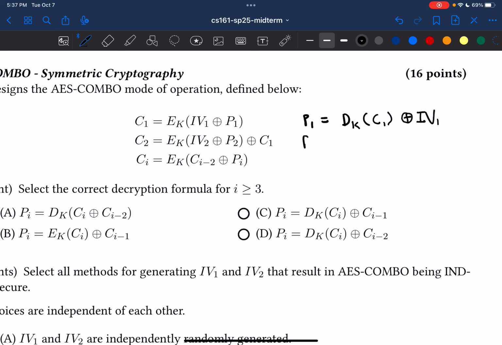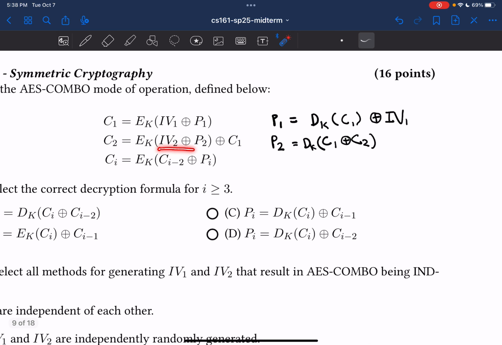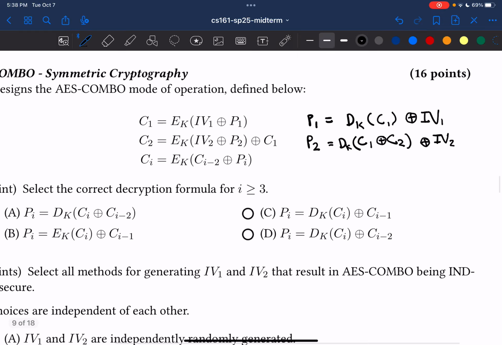And we can do the same with C2. The first thing to note is that even before decrypting this, we're going to need to XOR it with C1. So C1 XORed with C2, and then we can decrypt this. So let's put that inside the decryption. What this gives us is the inside of this encryption, and then we can XOR it with IV2. And now we have the general formula for all values of i greater than or equal to 3, which is going to be the answer to the first part.